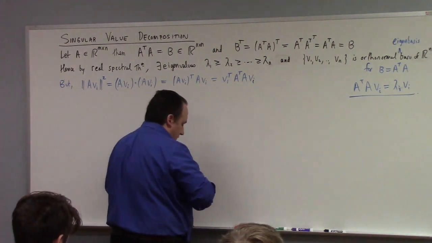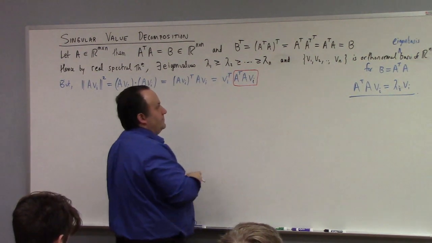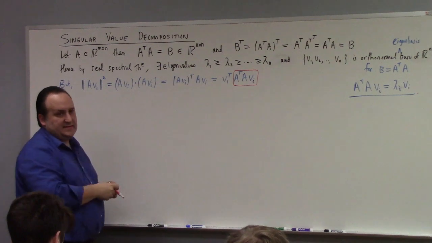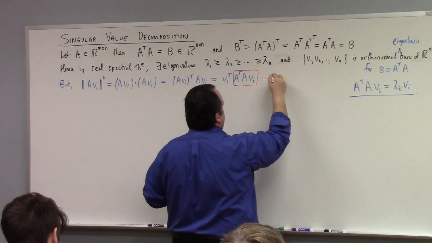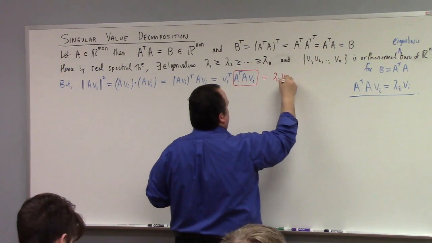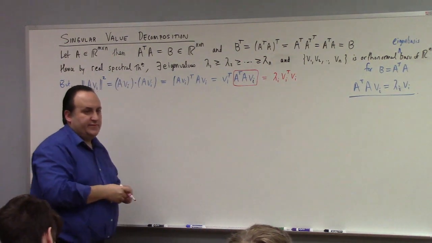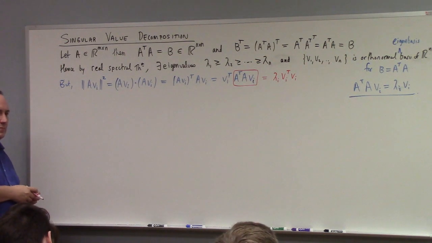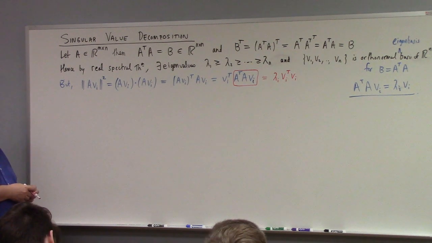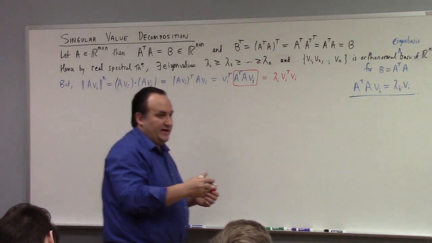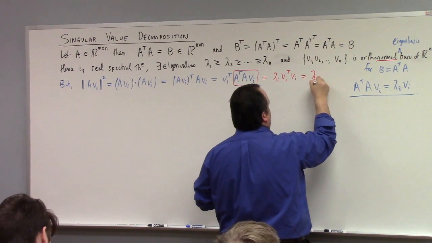What is that? See this right here? That's exactly lambda i vi. And lambda i is a constant, so I can pull it out. So I've got lambda i vi transpose vi. But what is vi transpose vi? It's vi dot vi, and we assumed vi is a length 1 vector. See this normal right here? So this is actually just equal to lambda i.